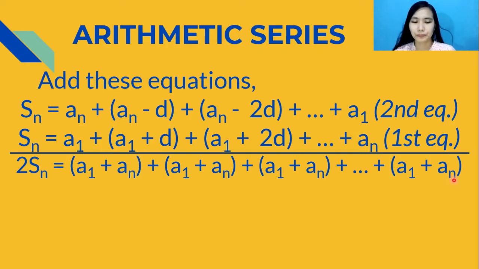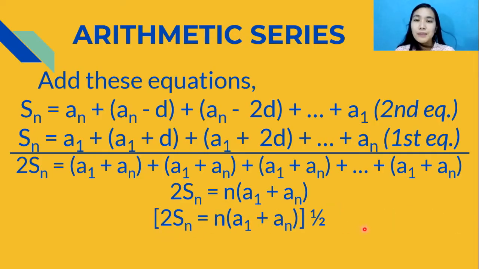Now, we need to simplify this. We have 2S sub n is equal to, as you have noticed, we have repeating terms here. So what we're going to do is we use n times the a sub 1 plus a sub n. And since we're looking for the S sub n, our 2 must be eliminated. We apply the MPE, or multiplication property of equality, to eliminate our 2. We multiply the whole given equation by 1/2.